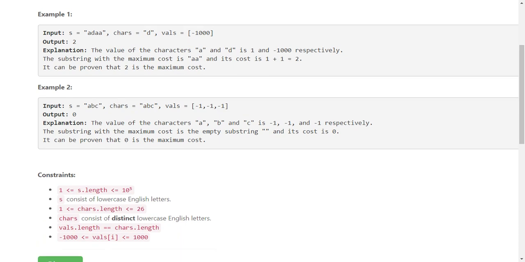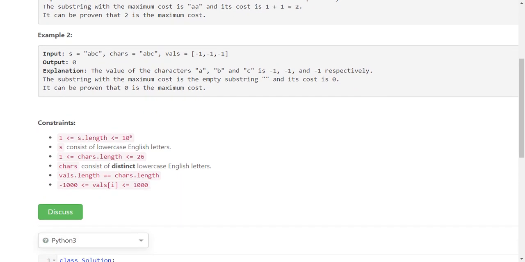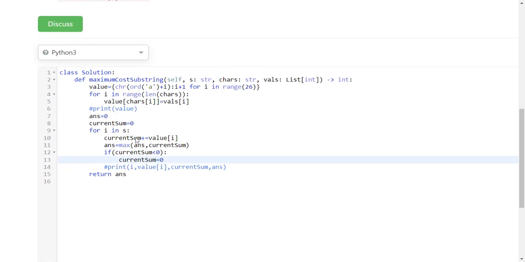So let me explain my solution first. But before that, see the constraints. Vals can be starting from -1000 to +1000. Okay. The vals length will be around 26. But see, this is a big number here. Okay. So what I'm trying to do is, I have two variables declared.